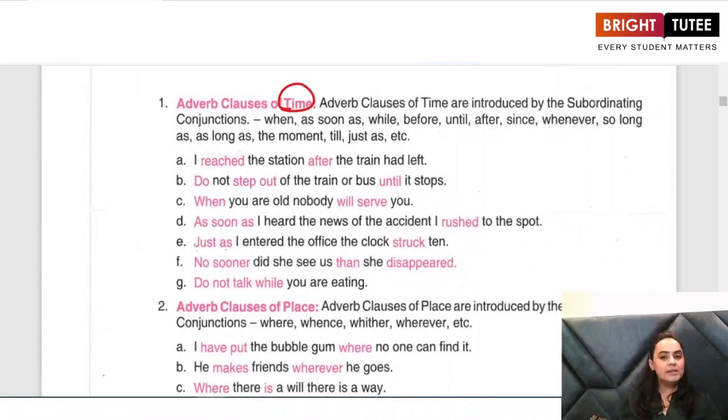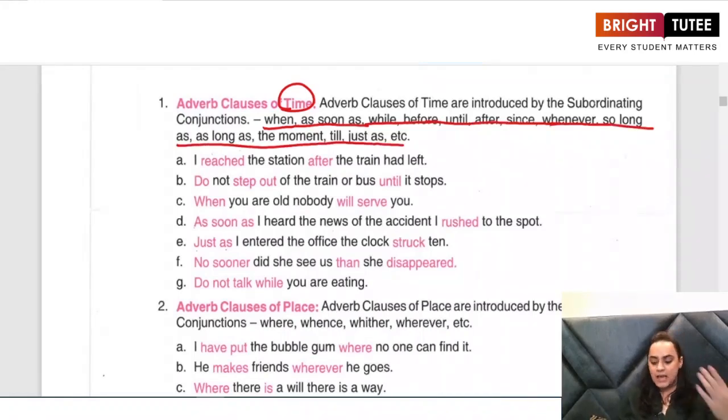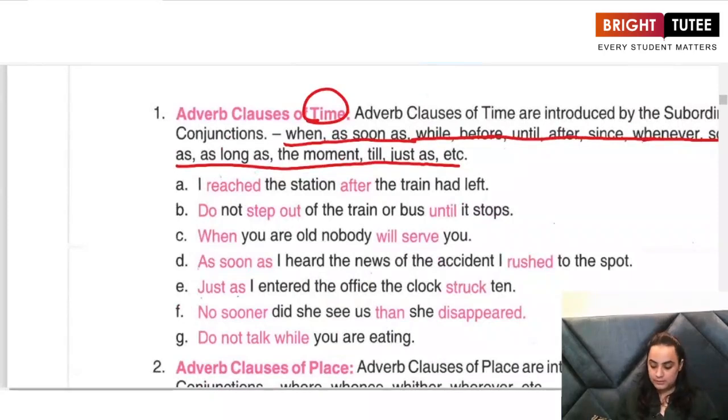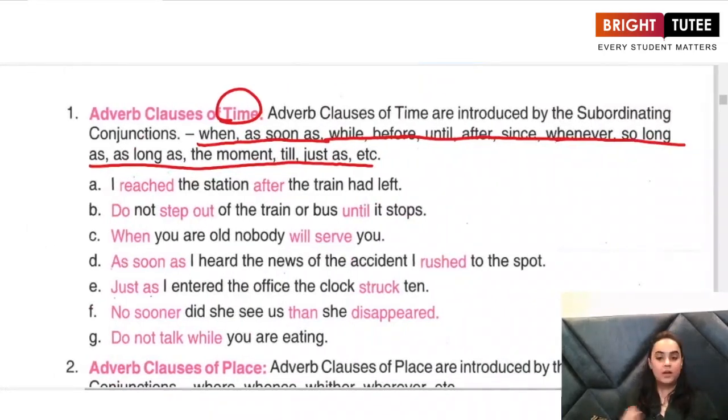So they are always going to begin with these subordinating conjunctions such as when, as soon as, while, before, until, after, since, whenever, as long as, the moment, till, just as, etc. Since we are talking about time, we are going to use those subordinating conjunctions which indicate time, such as when, as soon as, while, before, until, after, since, and so on and so forth. Let us look at the examples.